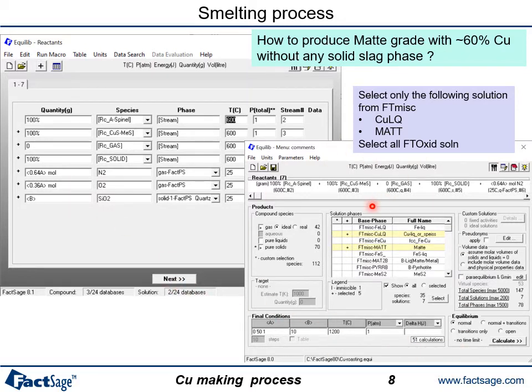And now here, the database selection is very important. As I mentioned, we are now doing the smelting calculation, so it involves liquid metal or liquid matte. So in this case, the best database we can choose from the FT miscellaneous database is the CULQ and the MET. So this one, CULQ and the MET. And then we are taking all FT oxide solution, of course. And then we are taking all solid and all the gas phases.